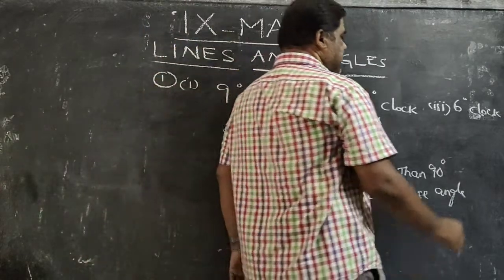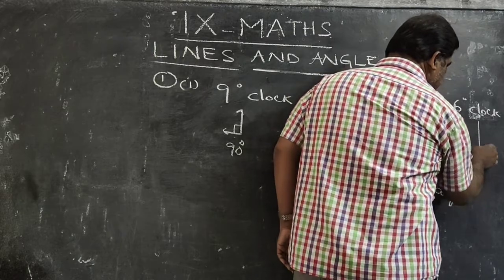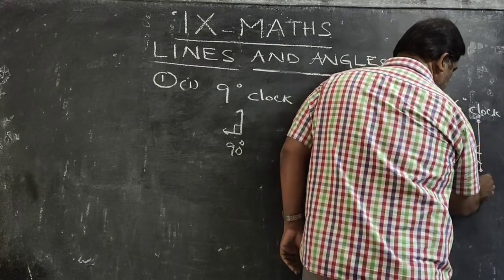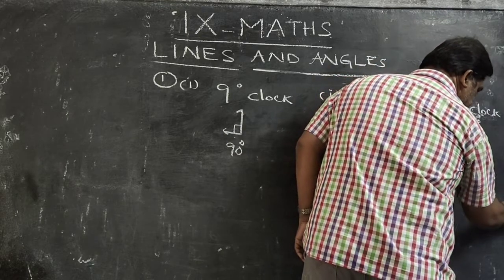When the time is 6 o'clock, the angle between the two hands of a clock is 180 degrees. It is called a straight angle.